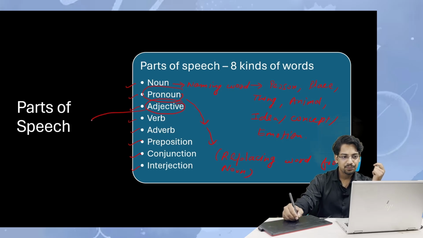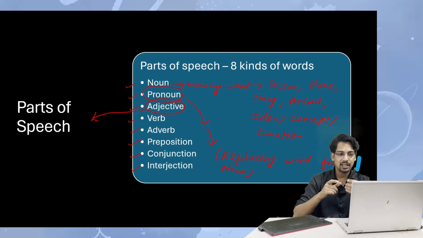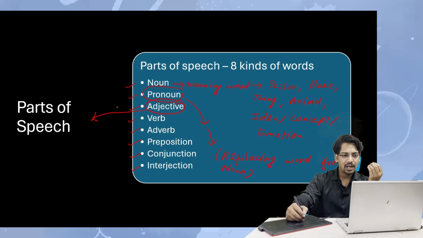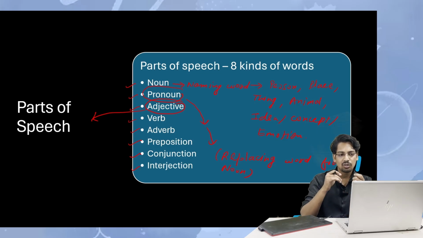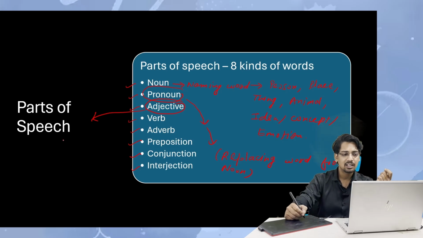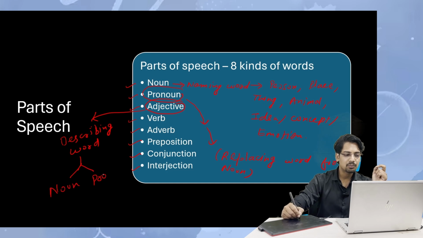Adjective is what kind of word? Suppose I have a pen. You can describe this pen. This is a black pen. Black is a word that is describing the pen. Suppose I say I have long hair. So long is a word that is describing my hair. He has a good personality. That means good is the word that is describing his personality. So this is called the describing word. Adjective describes only two things, that is noun and pronoun.